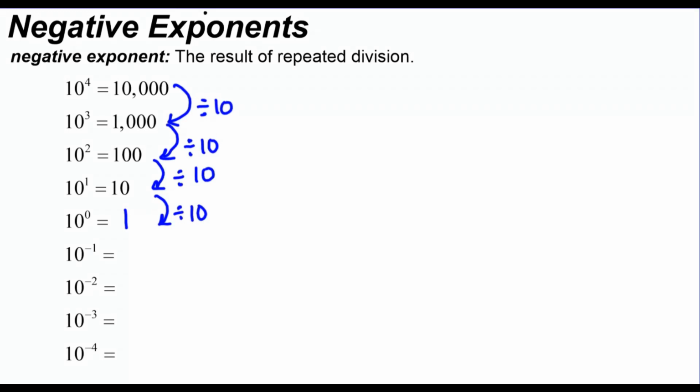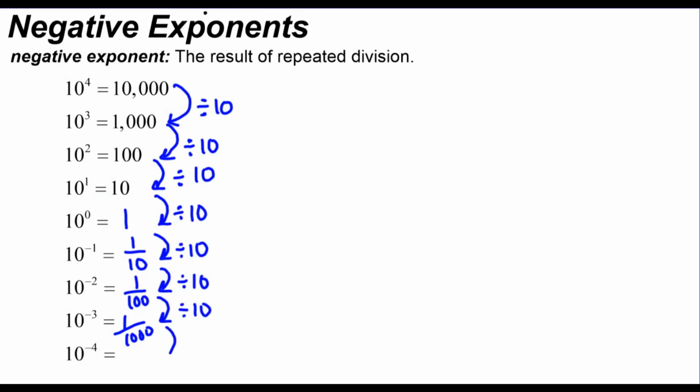Now, what if we continue this pattern into the negative exponents? What's 1 divided by 10? 1/10. What's 1/10 divided by 10? 1/100th. What's 1/100th divided by 10? 1/1000th. And what's 1/1000th divided by 10? 1/10,000th. So you can see that these numbers keep decreasing and decreasing. They're not actually going to become negative. They're just going to keep getting smaller and smaller because we keep dividing by 10, repeated division, as we continue with these negative exponents.